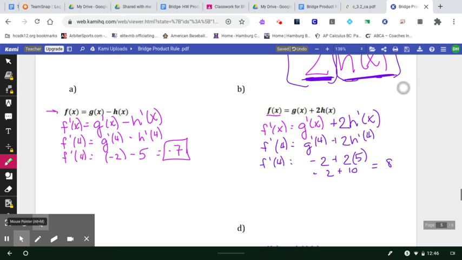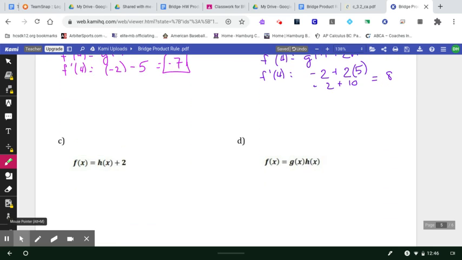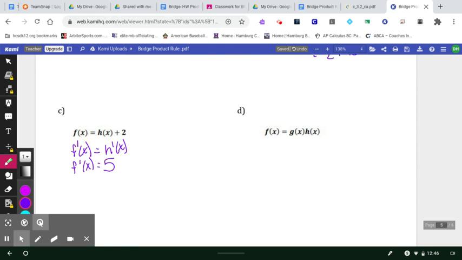Let's try, I think there's 2 more that go with that. So I have f of x equals h of x plus 2. So why don't you pause it, try it on your own, and then we'll compare. So I've got f prime of x equals h prime of x, and then 2 is a constant, so it just disappeared. So f prime of 4 equals 5.